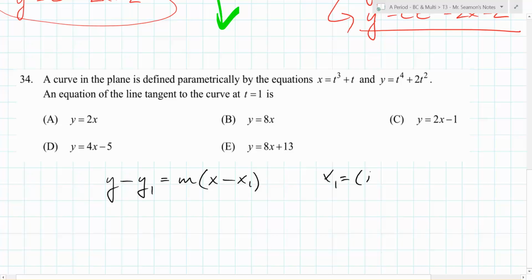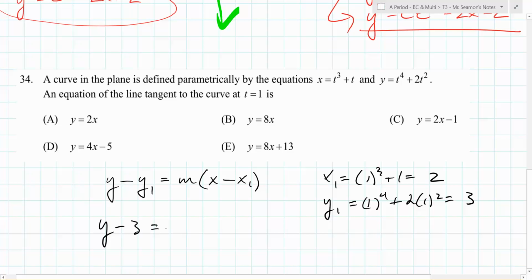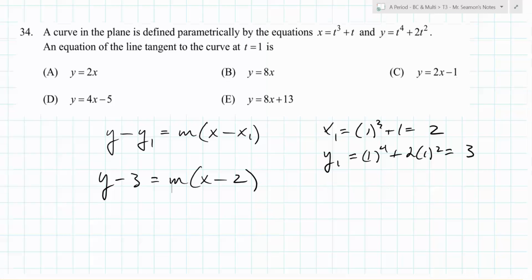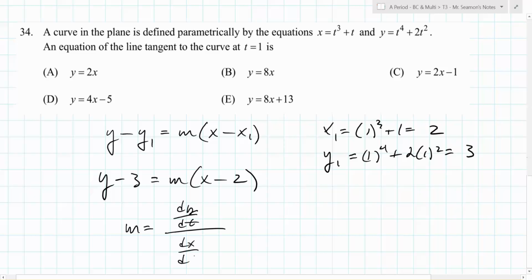Time is 1, right? 1 cubed plus 1, what is that? 2. What's y1? 1 to the 4th plus 2 times 1 squared, what's that? 3. So we have y minus 3 is equal to m times x minus what? 2. So what do we need now? We need m. M is the slope, but in parametric land, that's going to be dy dt over what? dx dt when t is equal to what?